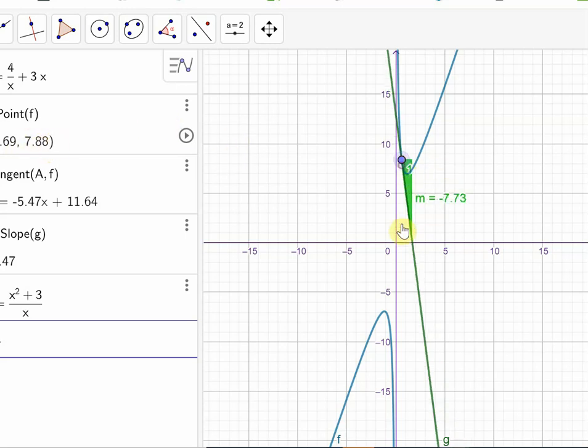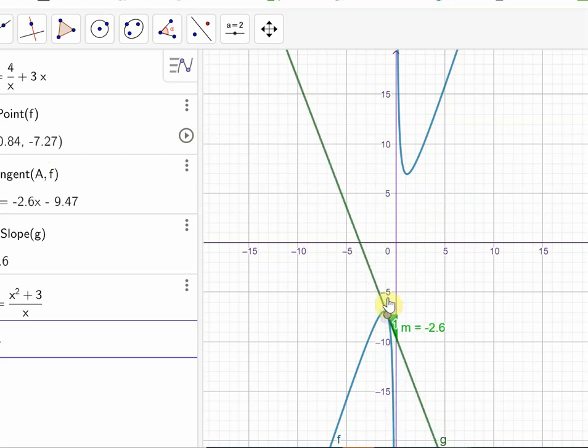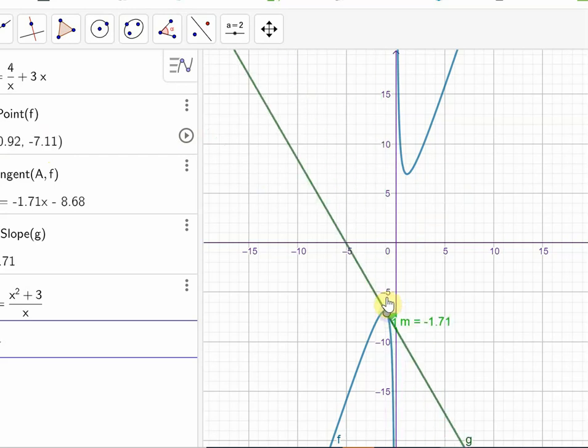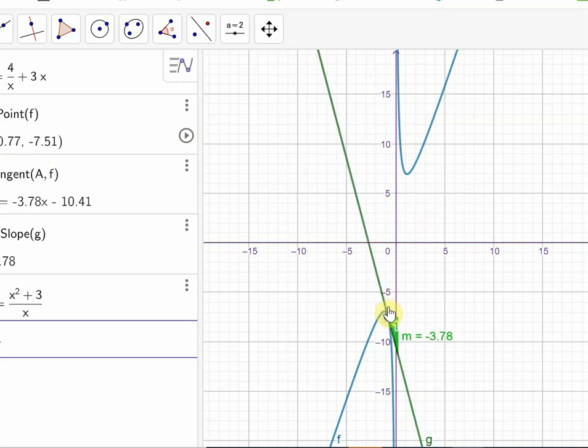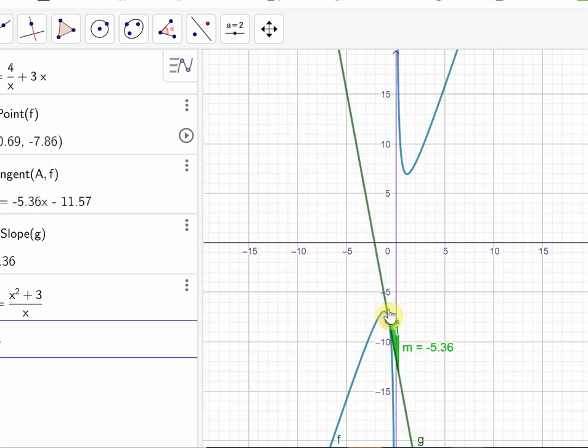And that also happened down here as well. Oh, it's going the wrong way. So that is why, there you go, there were 2 values where the gradient was minus 6. It's just down to the nature of the graph.